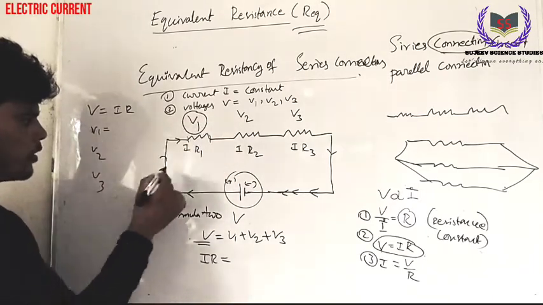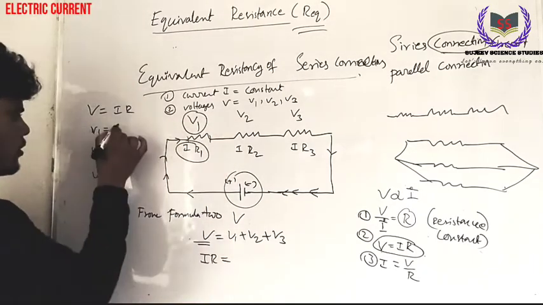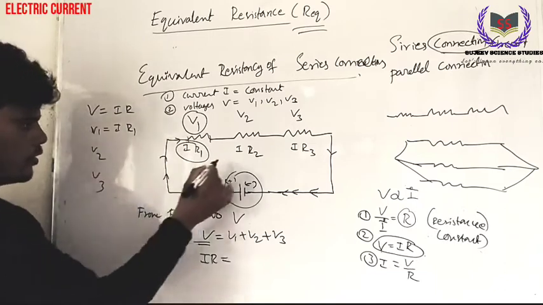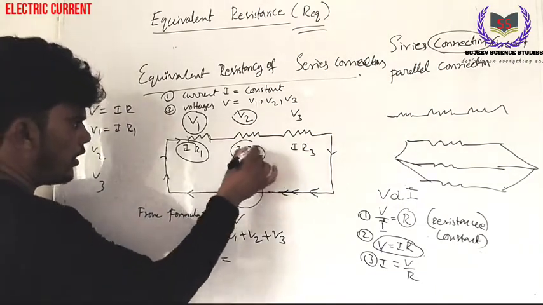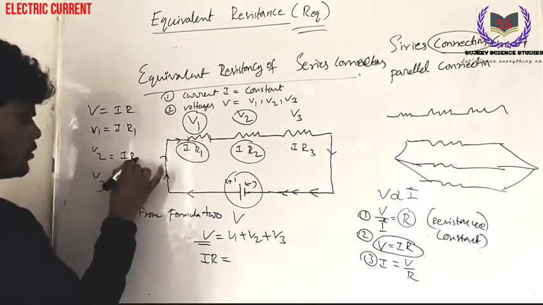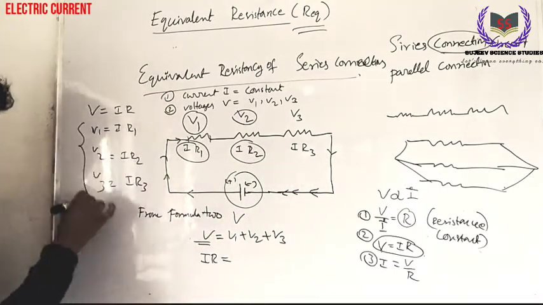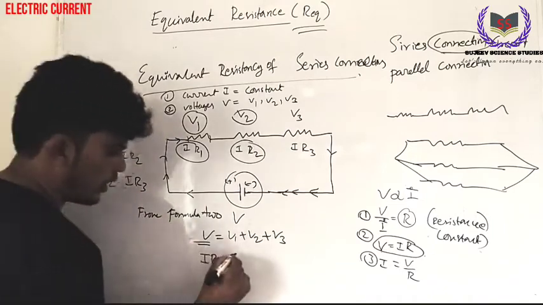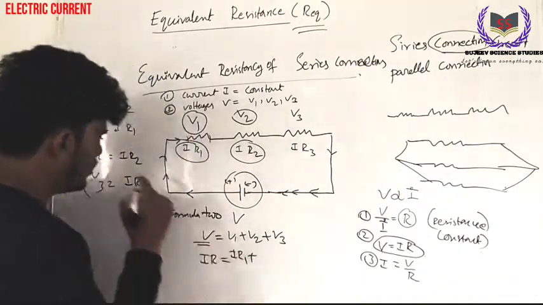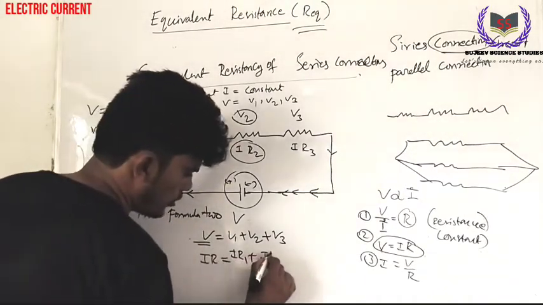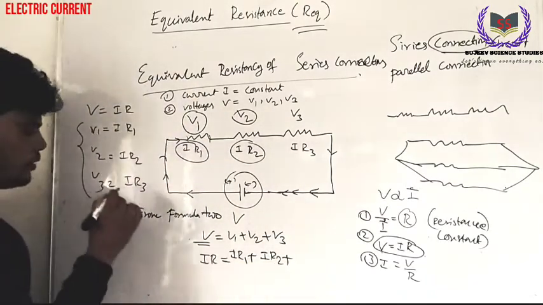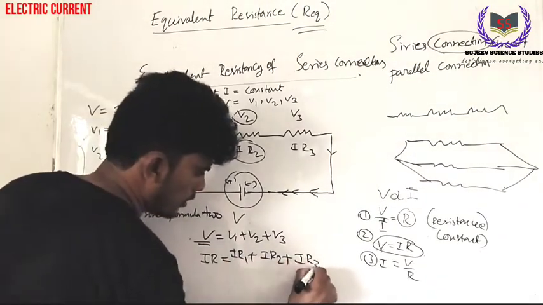V1 means IR1. V2 means IR2. V3 means IR3. I am substituting all these values here.